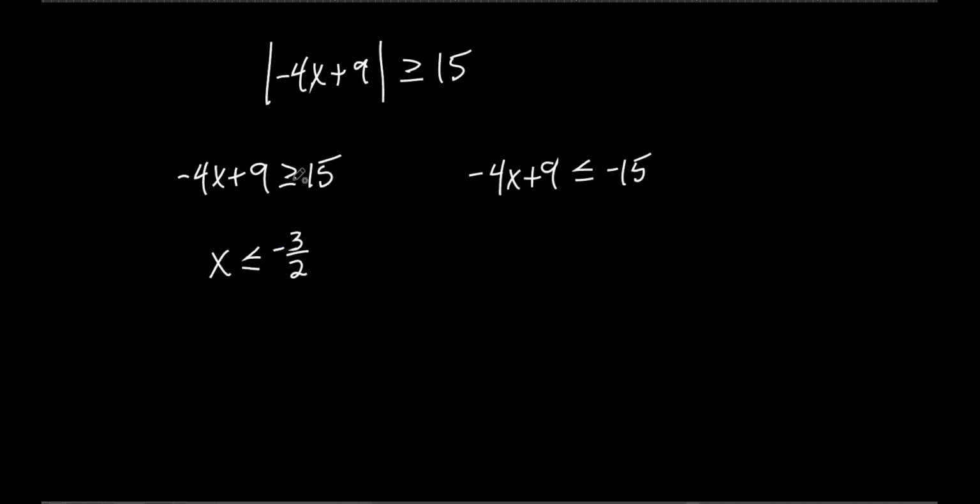Why did that change from greater than to less than? Because you divided by this negative 4, right? And that changed that, okay? And this comes out to x is greater than or equal to 6. And that's your or, all right? And now to graph it.